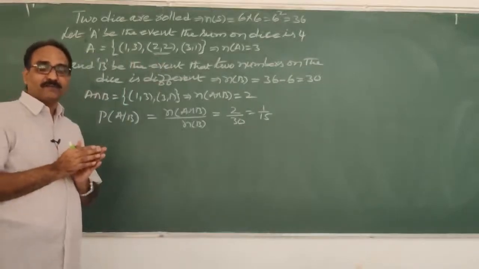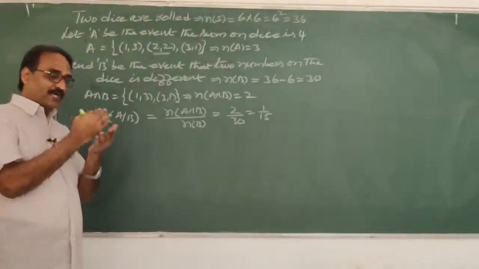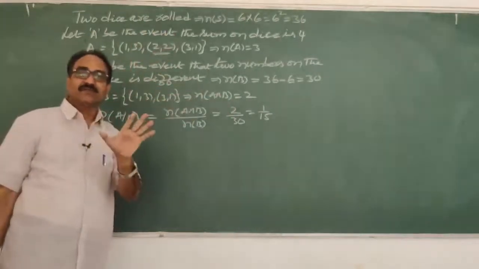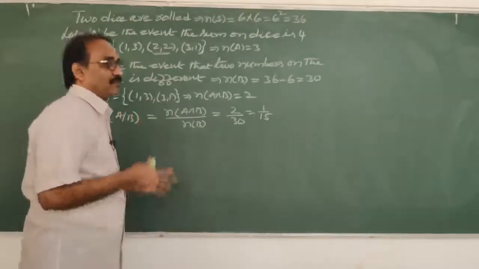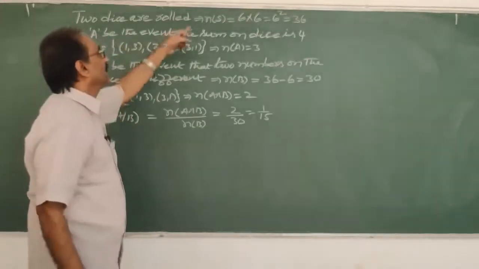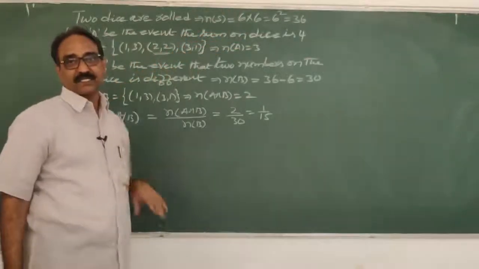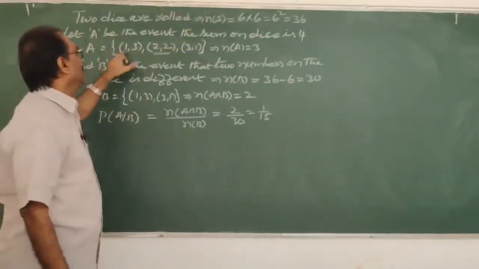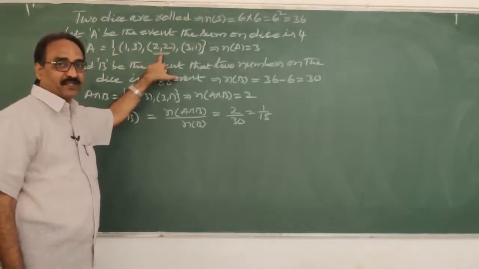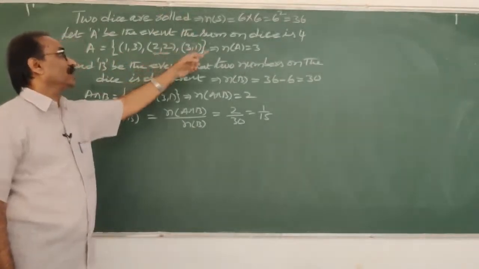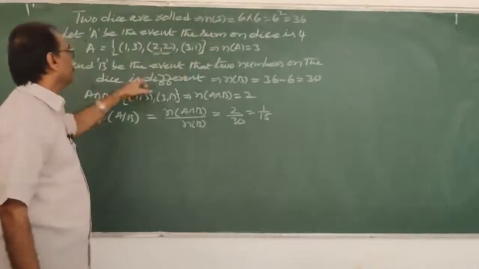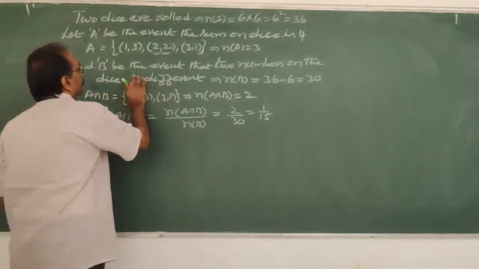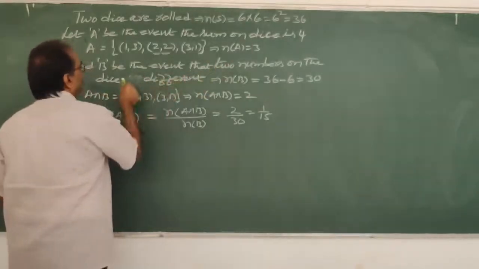So while doing the problem, first you read the problem, then part-wise you do the problem. The final conclusion you write, then you never miss the problem, you will get it. So first, when two dice are rolled, immediately when I heard it, I wrote N of S is equal to 6 square, 36. Next, what is said? Let A be the event that the sum of the dice is 4. So immediately I thought, what are the chances of getting sum 4 on the two dice? They are 1,3, 2,2, 3,1. So N of A is equal to 3 I wrote. Next, let B be the event that the two numbers on the dice are different.